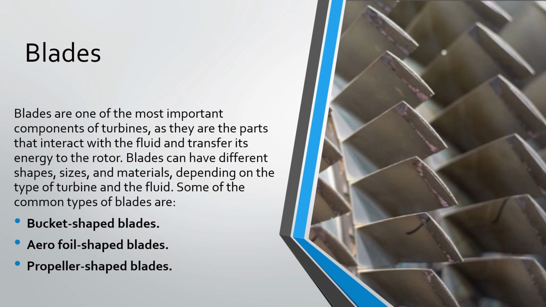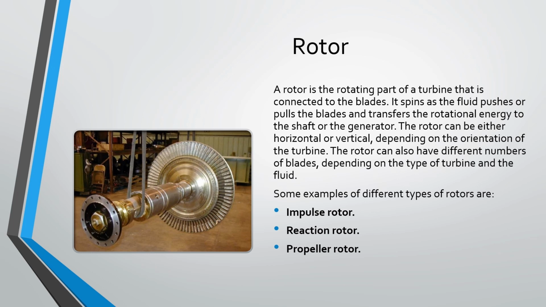Some of the common types of blades are: bucket-shaped blades, aerofoil-shaped blades, propeller-shaped blades. A rotor is the rotating part of a turbine that is connected to the blades.